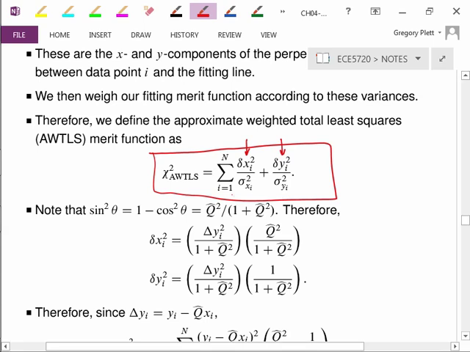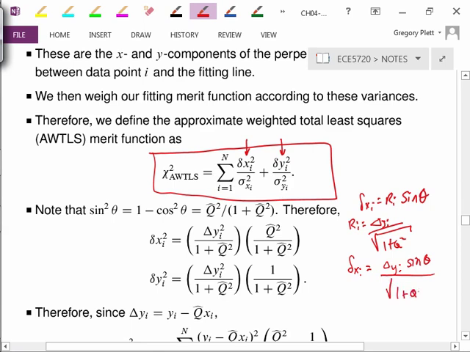Well, we're almost there. This delta xi squared, if we go back and ask what delta xi was on the previous page, delta xi equals ri sine of theta. And we know what ri is: ri equals delta yi over the square root of 1 plus q squared. So that means that delta xi is equal to delta yi sine of theta over the square root of 1 plus q squared. And we know what cosine theta is. We said that cosine theta is equal to 1 over the root of 1 plus tan squared theta.